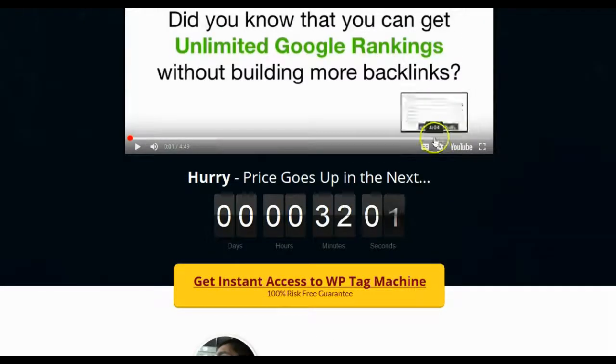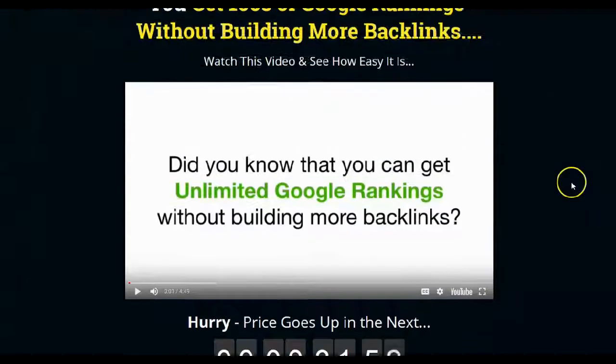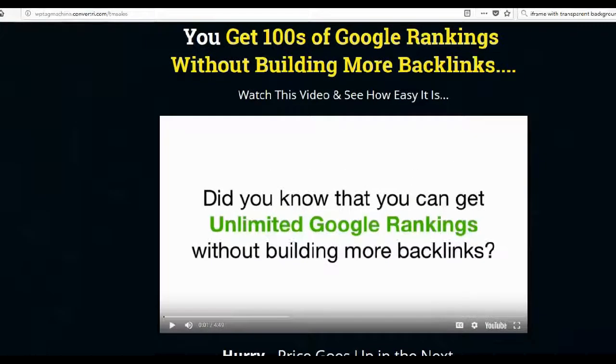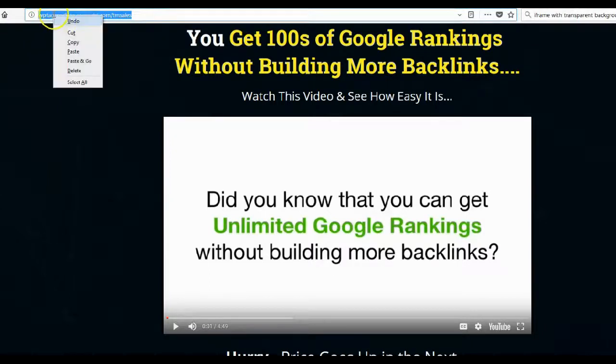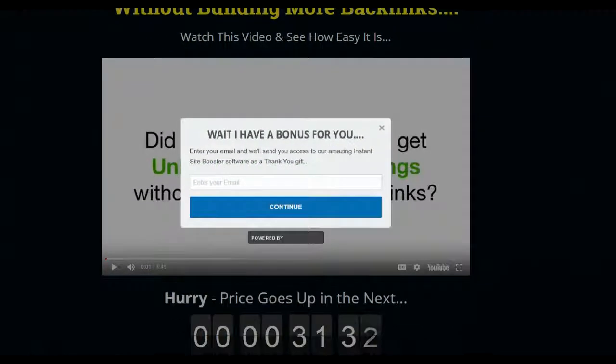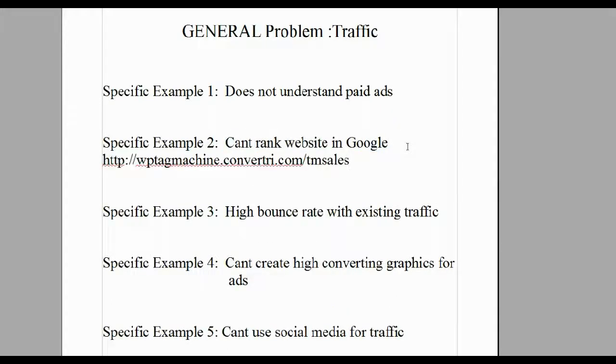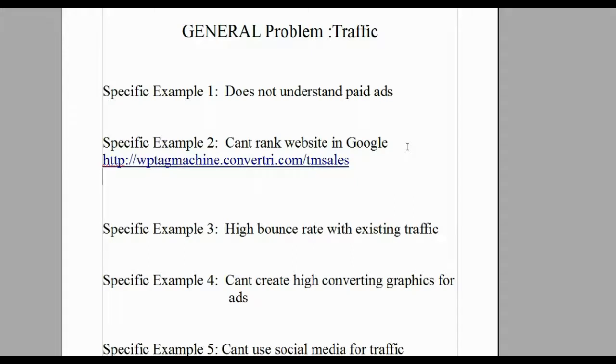If I buy it, I can then look at it, use it, and see how I can add in my own little tweaks and my own little extra features inside of the plugin. I'm not going to do that just yet because I still have to do a bunch more research first. So instead I'm going to copy the URL for the sales page. I'm going to go back over to my worksheet here, and I'm just going to post the URL of that sales page in there. So that's one of my candidates for that specific example, for the problem of can't rank a website in Google. That's one of the product candidates that I may consider duplicating and creating my own version of.